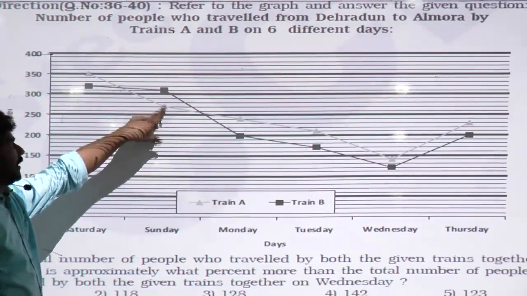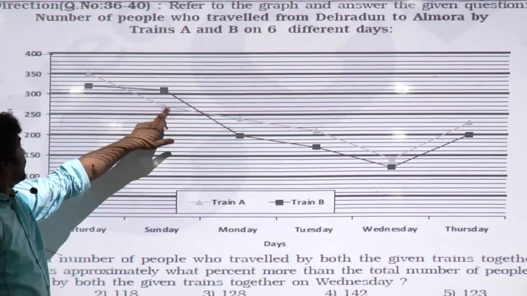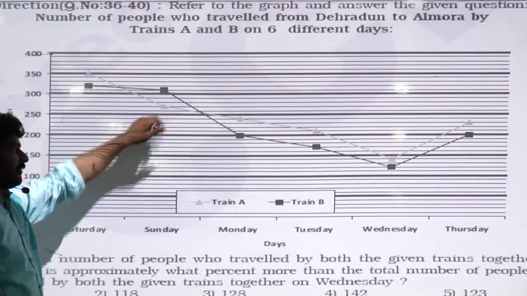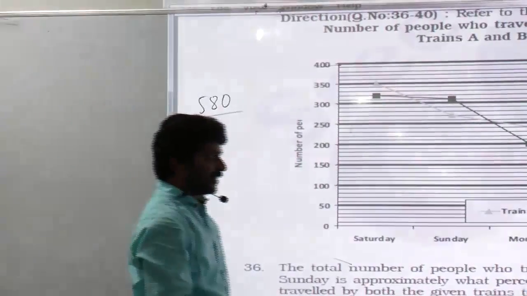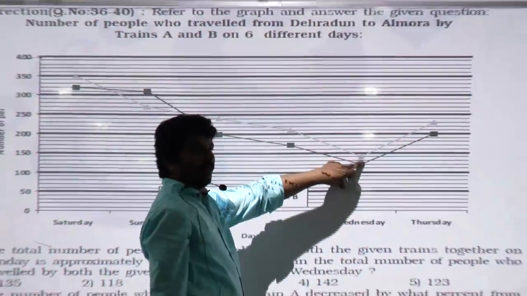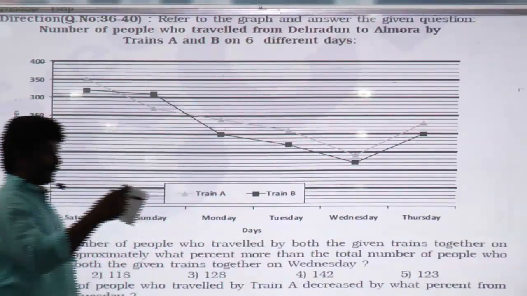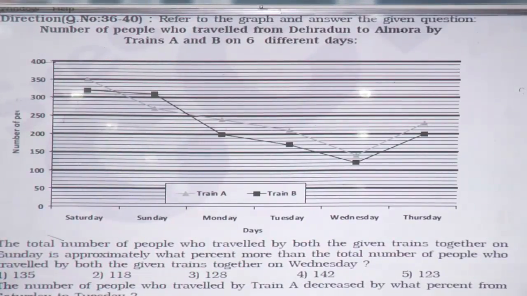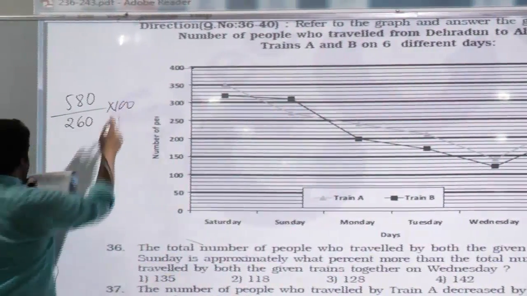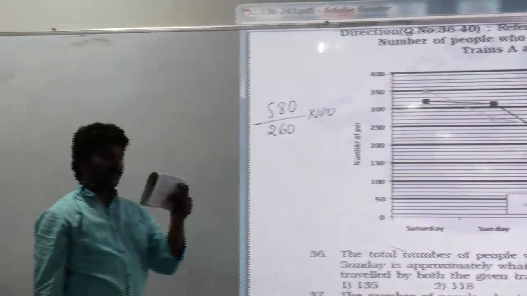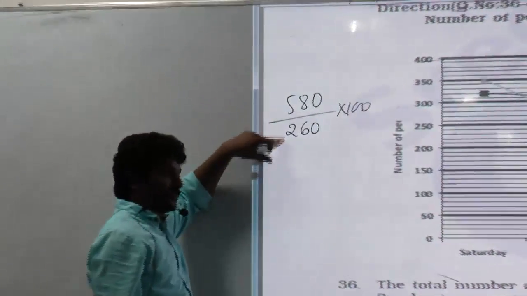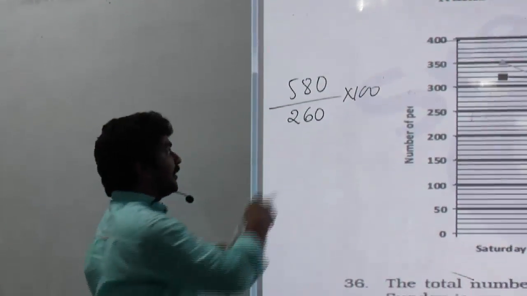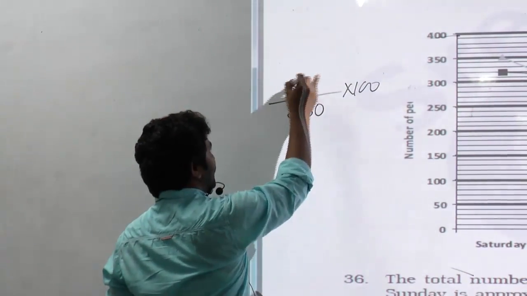Triangle 270 and the square is 310. 270, 310, 580. So 580 is what percent of Wednesday? Wednesday it is 120, 140, 260. 260. Is this what percent or what percent more? Is approximately what percent more than? 580 is how much more than 260? 320. So in place of 580 you need to write 320.